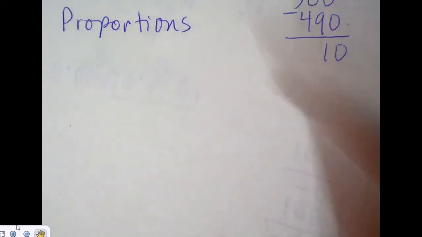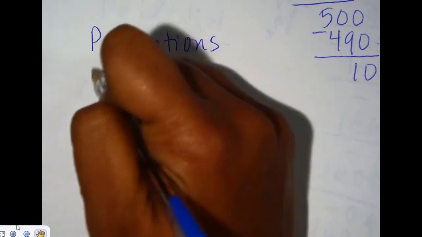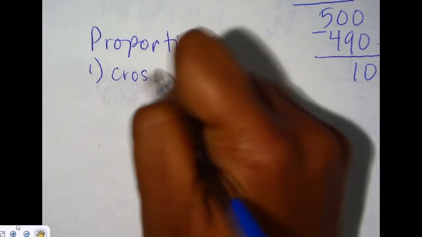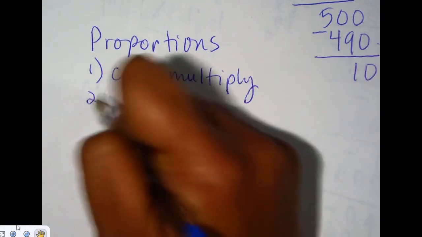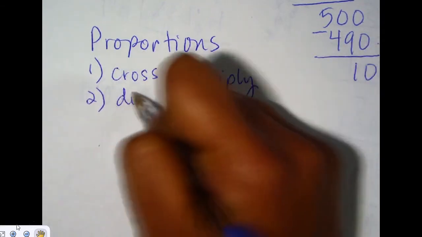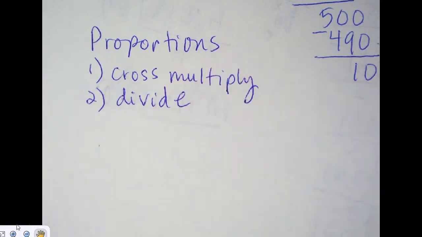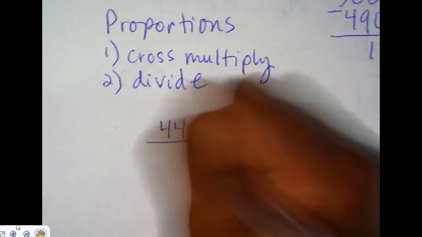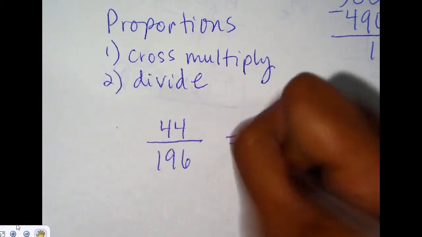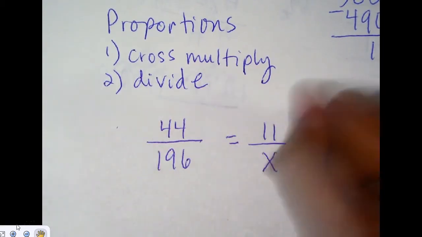you always cross multiply is the first step, cross multiply, and the second step is to divide, cross multiply and then divide. So let me tell you what I mean there, okay? So I'm going to write this problem down. 44 over 196 is equal to 11 over x.